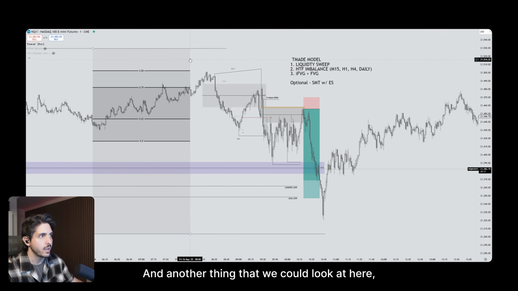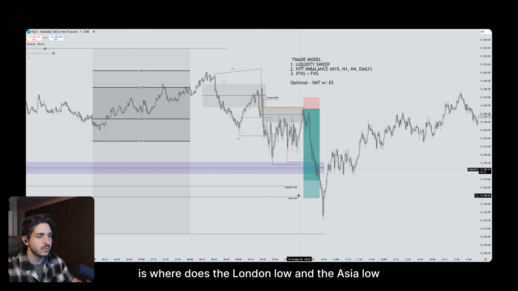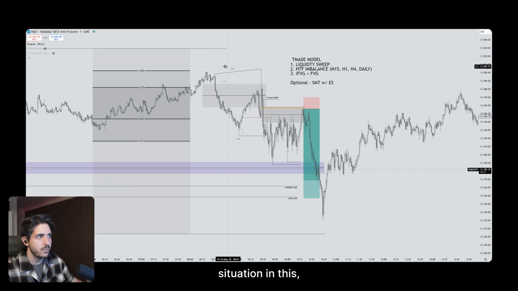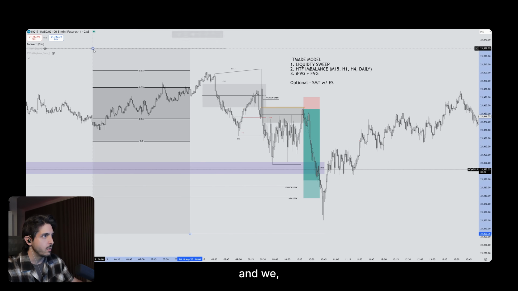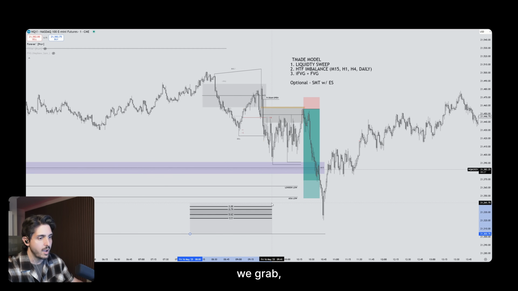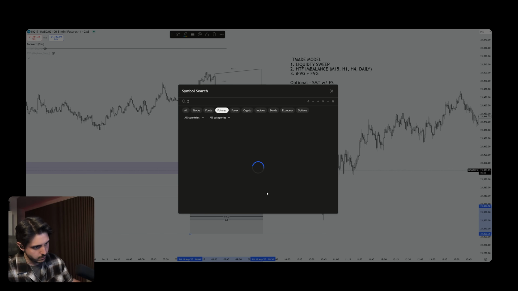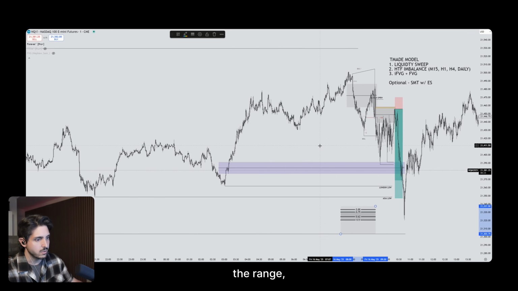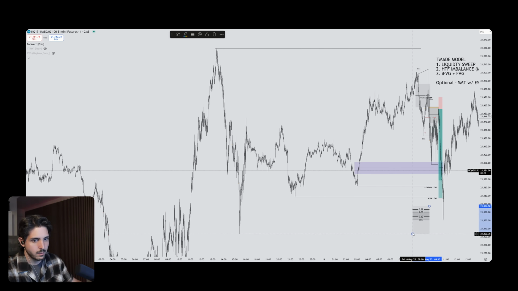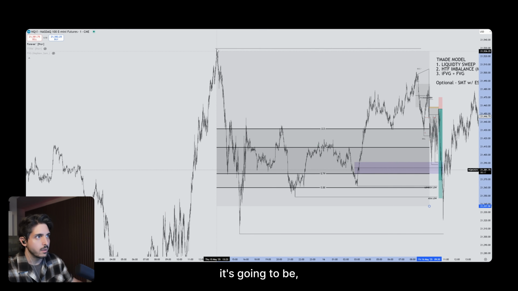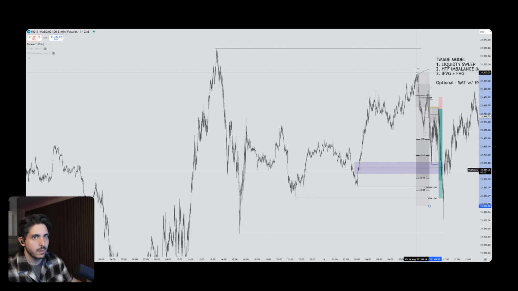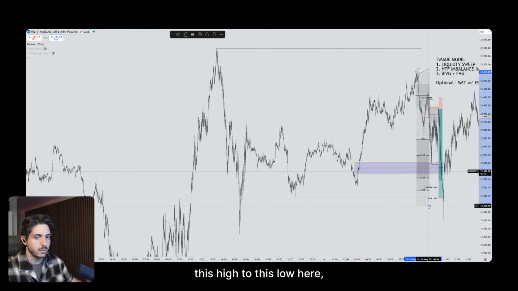And another thing that we could look at here, right, is where does the London low and the Asia low sit in this push here, right? So if we go ahead and grab the range, which is going to be this high, sorry, it's going to be this high to this low here.